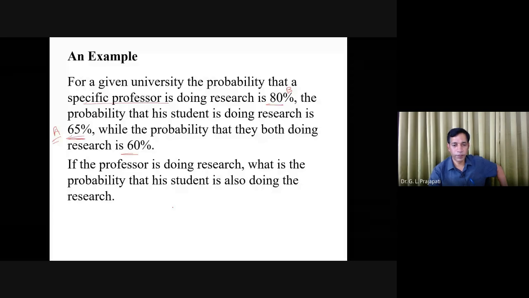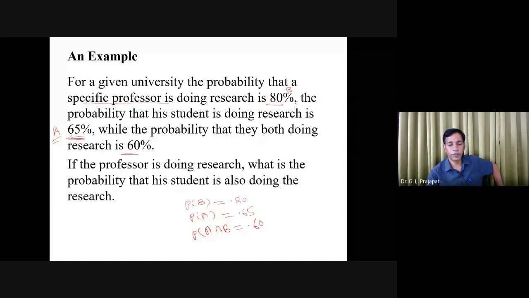So what is the probability that the professor is doing research? Probability of B. It is given that 80% means 0.80. The probability that his student is doing research: event A denotes the student doing research. So what is the probability for A? The probability for A is 0.65. While the probability that they are both doing research is 60%. So here you have the probability of A intersection B, which is 0.6.